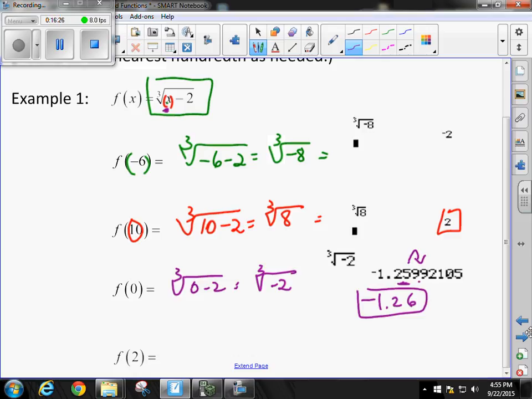And the last one is f of 2. F of 2 means I'm putting in 2 where the x is, so I'll have the cube root of 2 minus 2, which would be the cube root of 0, which would be 0. Final answer there.